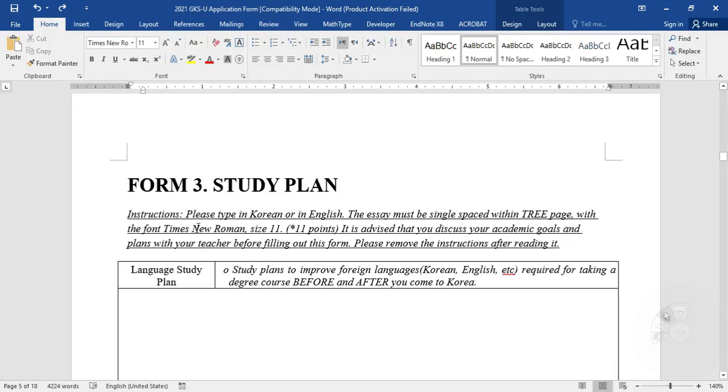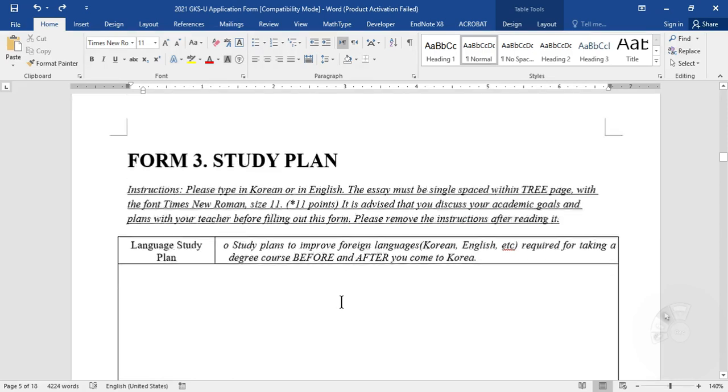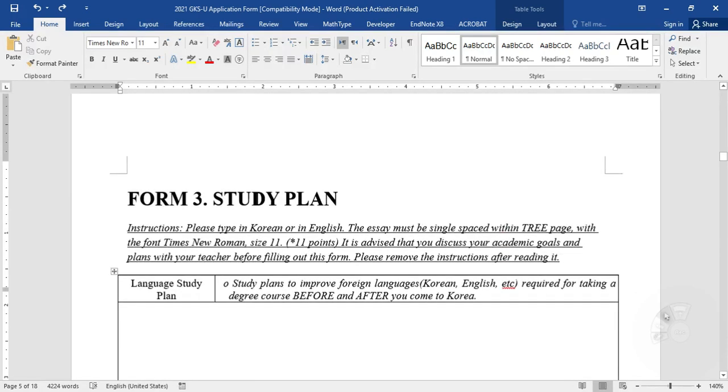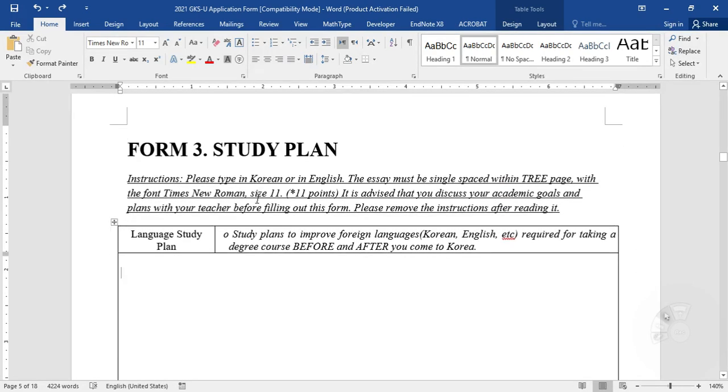So the study plan is how you will study here, how you will learn English and Korean, and what your plan for the future is. There are some questions asking how you will improve your Korean language and English language before coming here and after coming to Korea. So you can mention some YouTube channels or websites that you started learning the Korean language from and are practicing by yourself, and it will help you to improve your basic Korean skills.